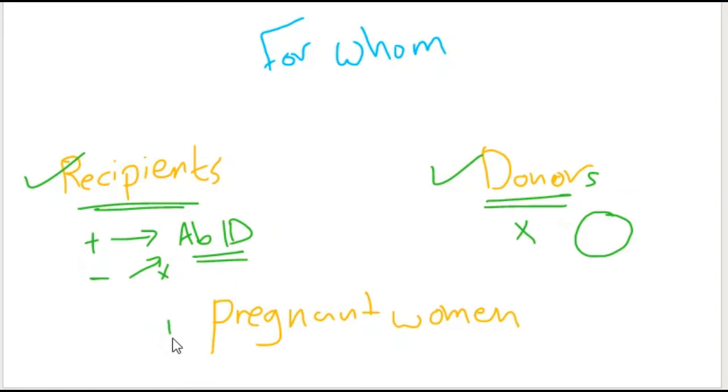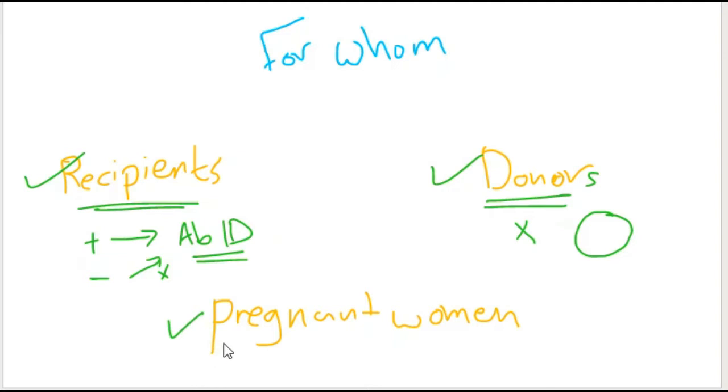Pregnant women, also, it's a part of a prenatal test. So when pregnant women come in the first trimester, usually we do ABO typing, we do RhD typing, and we also do an antibody screening. And in another video, we will discuss in detail the prenatal tests that are routinely done for a pregnant woman.